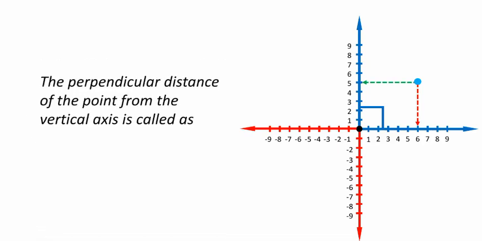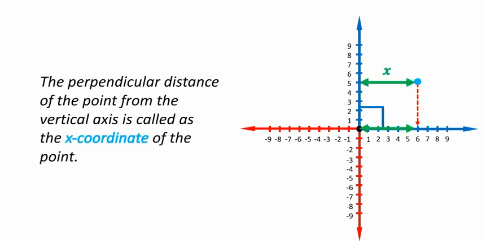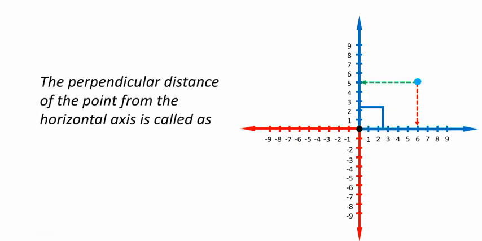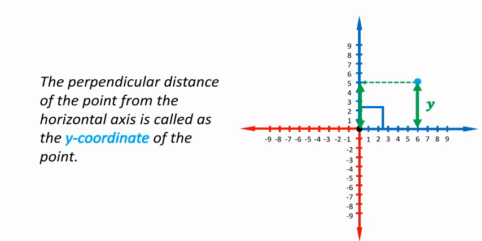The perpendicular distance of the point from the vertical axis is called the x-coordinate of the point. It is also called the abscissa. The perpendicular distance of the point from the horizontal axis is called the y-coordinate of the point. It is also called the ordinate.